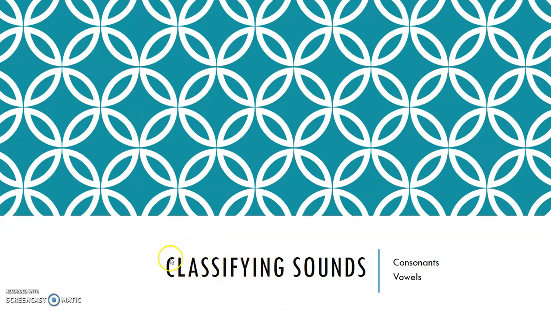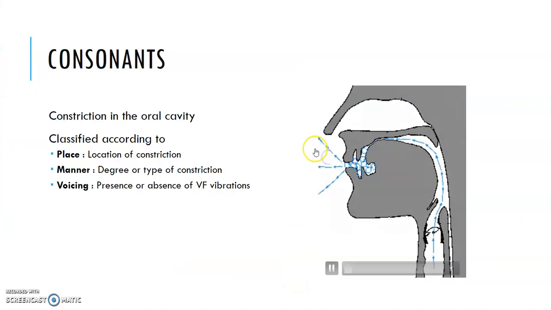It's not the graphemes, which is what you're reading right now. So the C is not a phoneme or a speech sound. The speech sound is actually the k that we make at the beginning of this word. So let's go into how we classify those consonants and our vowels.